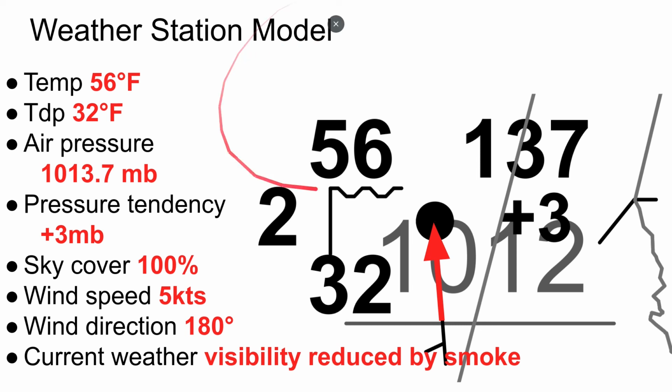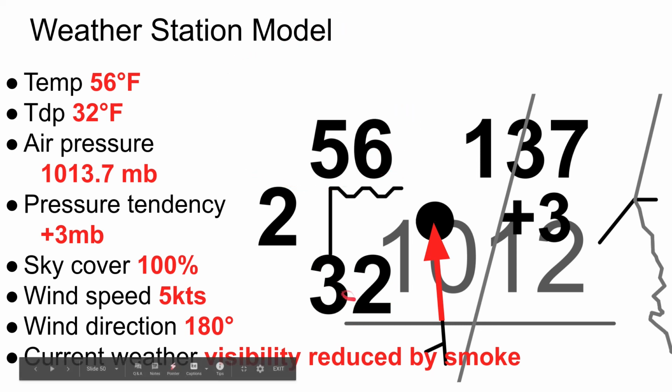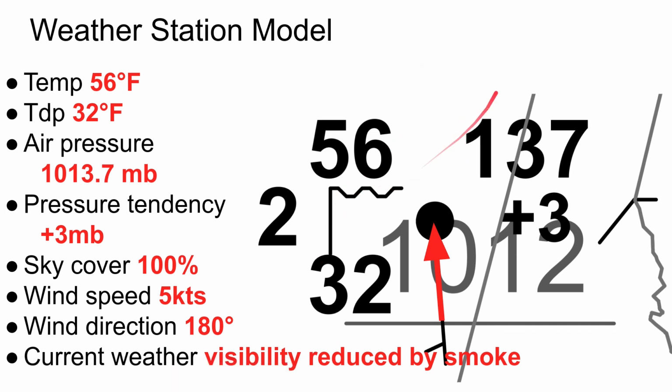So the temperature is 56, the dew point is 32, the air pressure is 1013.7, the pressure tendency is up 3 millibars in the last hour. We know the sky cover is 100%, the wind speed is 5 knots as shown by a half bar. The wind direction is 180 degrees, and the current weather, as shown by this little squiggly symbol, is visibility reduced by smoke.